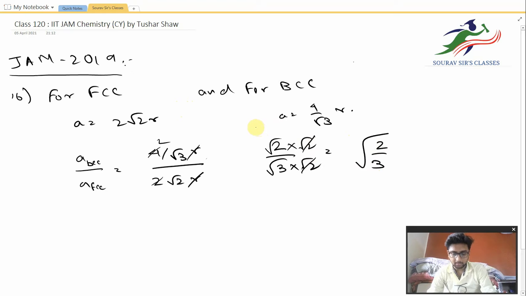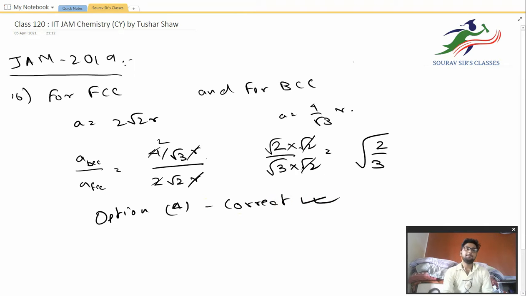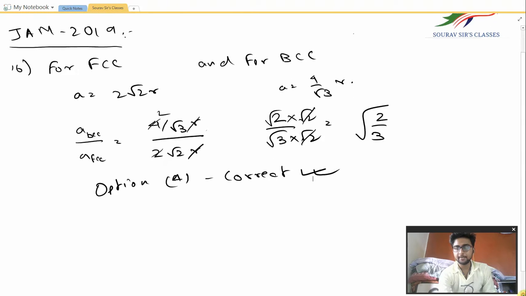In the options you can see that question number 16 has a different option, root 3 divided by root 2, but that is just because of the ratio that we have taken. So the correct answer here would be option A.